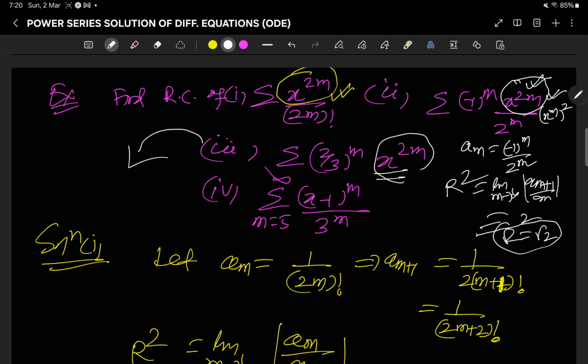And coming to this also, what will be the radius of convergence of this III? Okay, so this is power 2m. So this r will be simply root over 3 by 2.